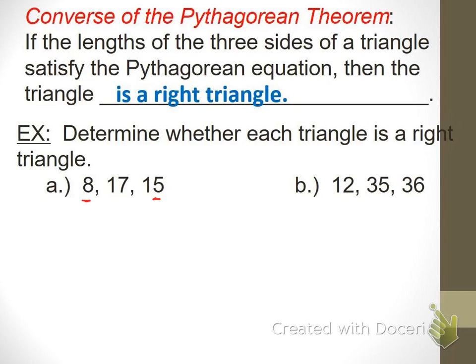In the second set of numbers, 12 plus 35 is 47. 47 is bigger than 36, so it is going to make a triangle. Now go find out if it's a right triangle. So go ahead and stop the video, use what we did in your book, and then start the video back up to see if you're right.